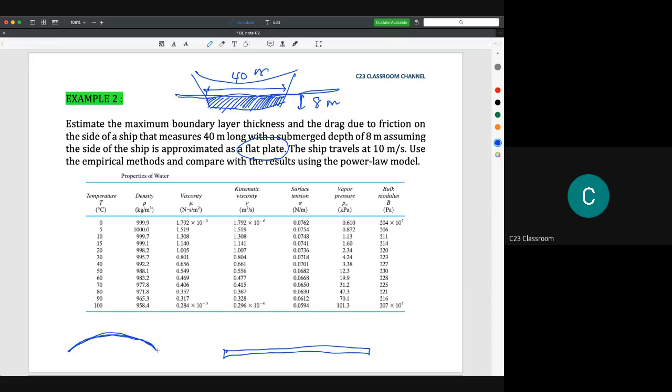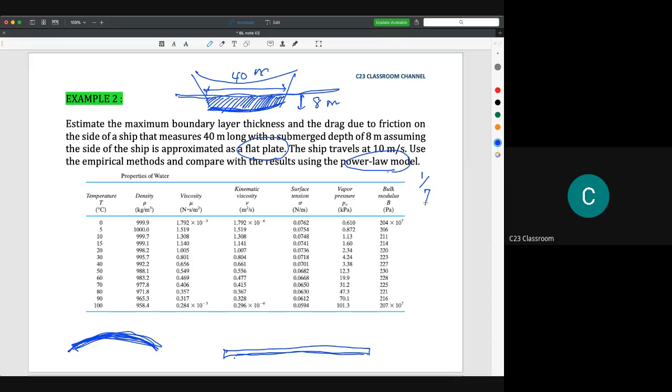So we assume that we don't deal with the separation. We assume that for sure the body of the ship here is curved to a certain degree, but it is okay for us to assume that the plate here is actually flat like this one. And then in this question, we need to compare the empirical method with the power law model. And the power law model here refers to 1/7.